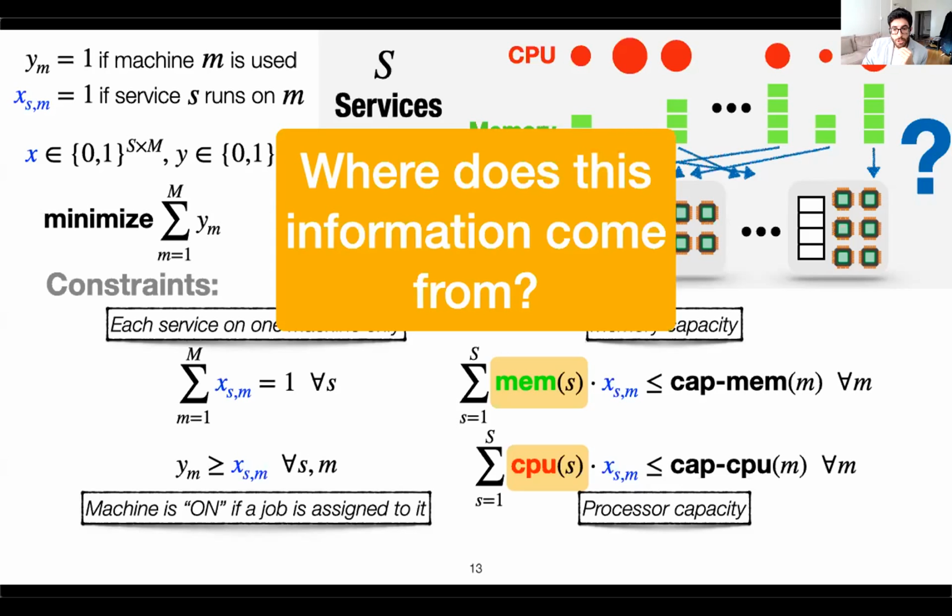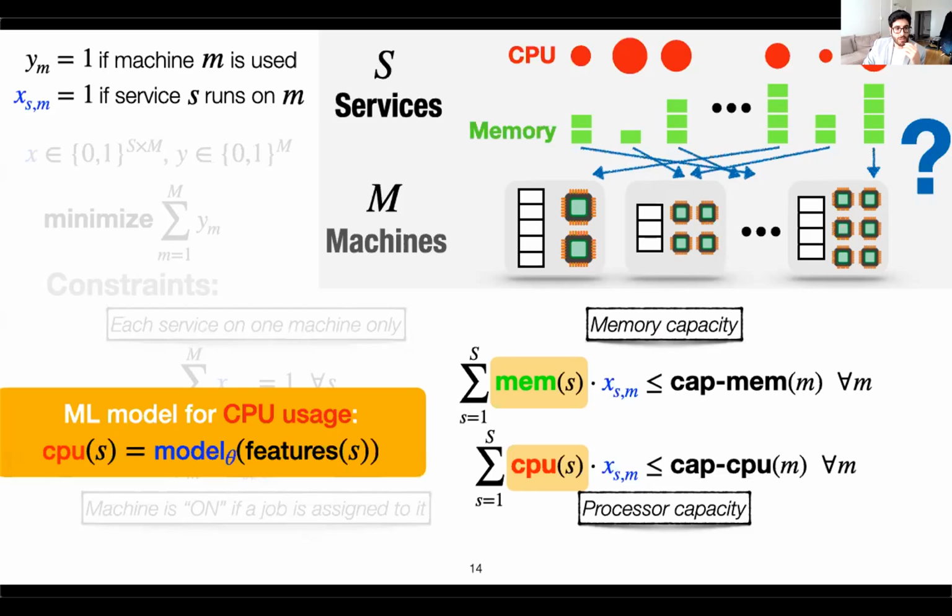So where does this information come from? One way is to train some kind of machine learning model on historical data. Instead of using the user-provided CPU requirement for a job or a service S, you have a supervised learning model, a regression model, that has parameters theta. You compute some features of the service or job S, run it through your model, and obtain your own prediction for the CPU requirement. Then you put that into your integer programming formulation, run that through some optimization solver and obtain an assignment.